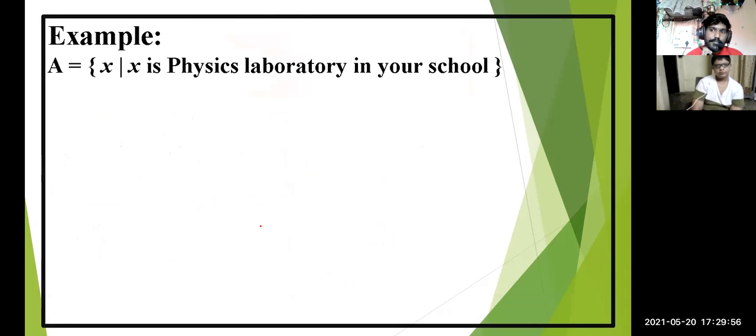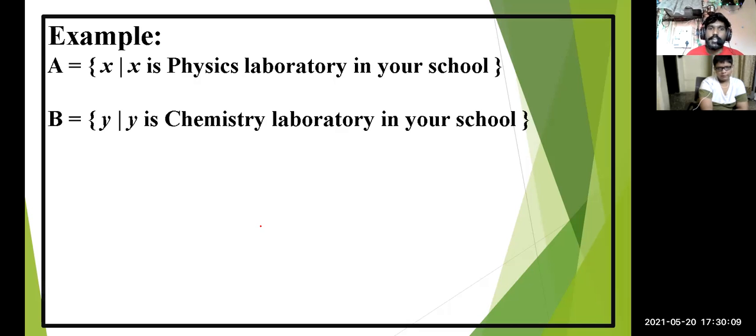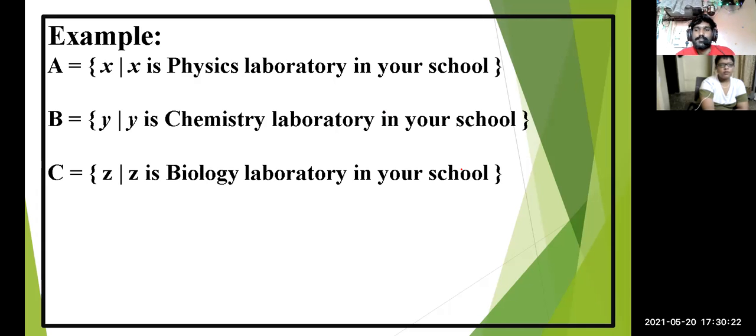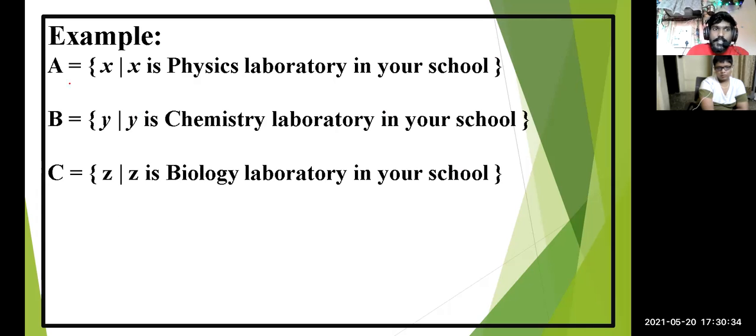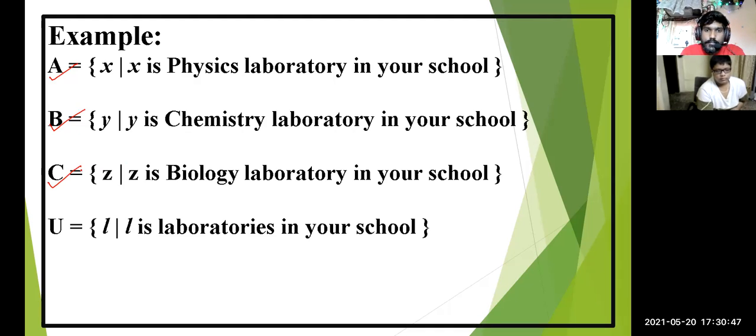Can you read this? Yes, sir. Set A such that X is physics laboratory in your school. Set B is such that Y is chemistry laboratory in your school. Set C, the variable Z is such that Z is biology laboratory in your school. Now if you note one thing, these are all 3 different sets. So A is a set of physics laboratory, B is a set of chemistry laboratory, and C is a set of biology laboratory. Can you read the set U? Set U is denoted by the variable L, such that L is laboratory in your school.